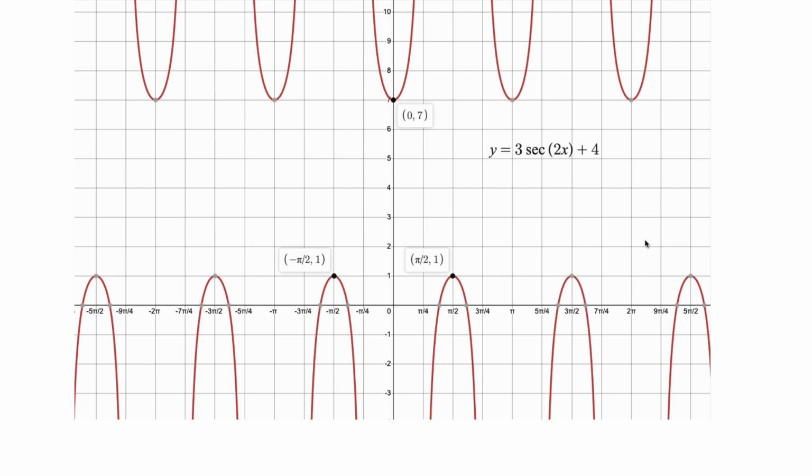It is not to be interpreted as an amplitude because, again, amplitude refers to a constrained wave where it only can go so high and so low. So I hope you enjoyed that little demonstration of what happens when you take a basic secant graph and apply some transformations to it.